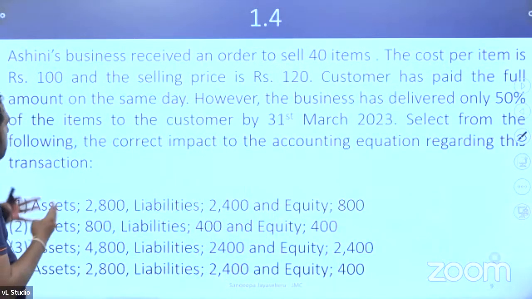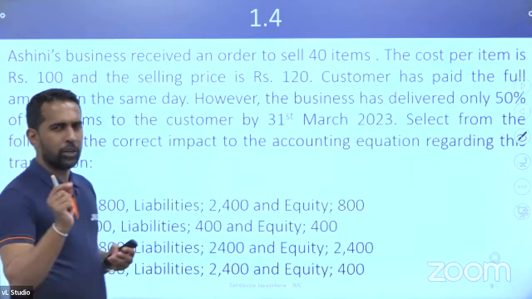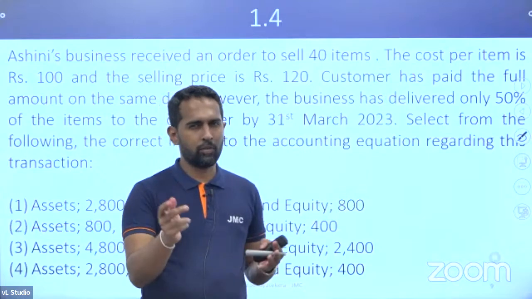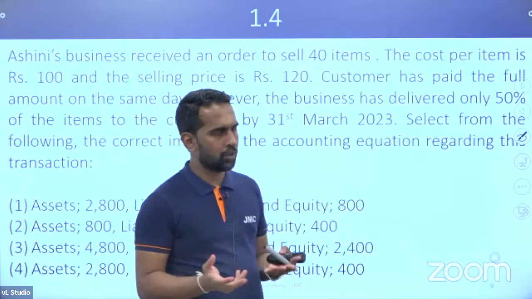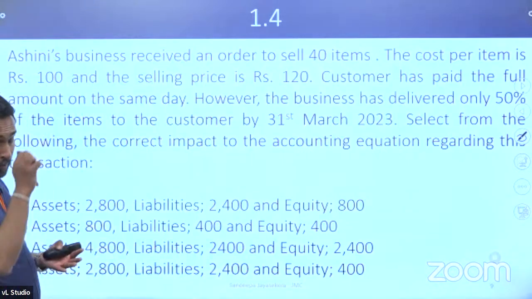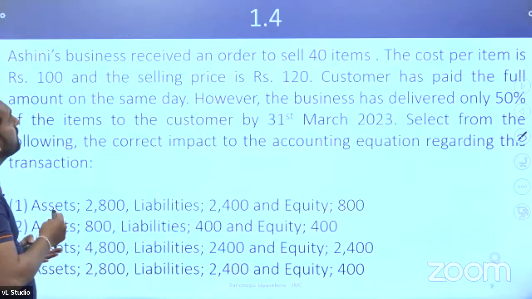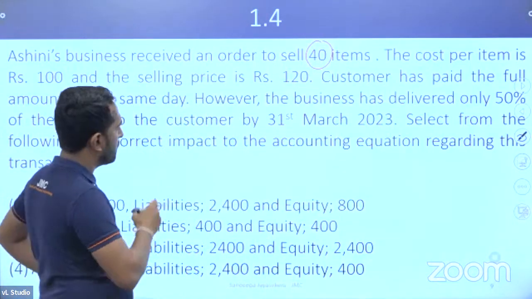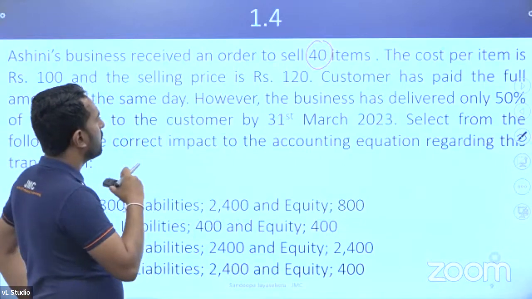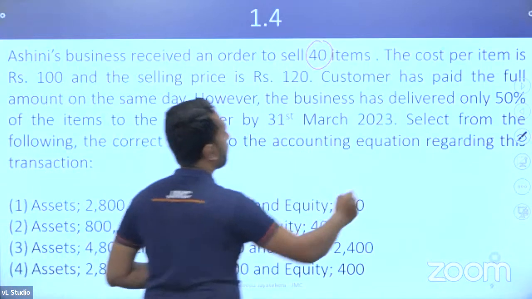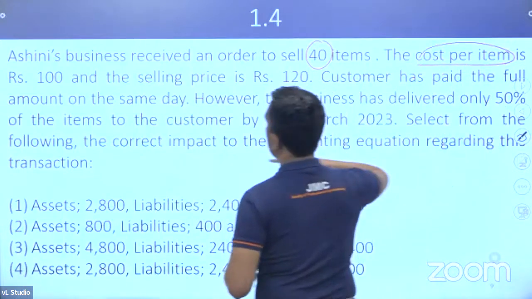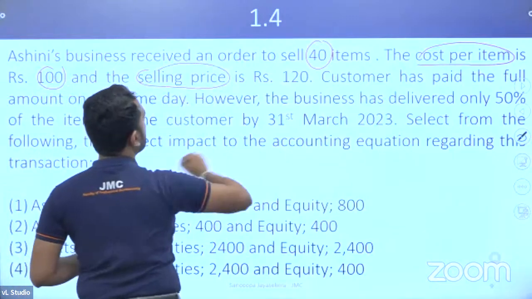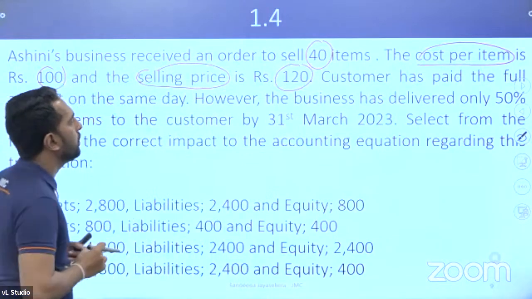1.4. This is a kind of a tricky question I prepared. Shall I give you one or 2 minutes to crack this question? Ashini's business received an order to sell 40 items. The cost per item is 100, and the selling price is 120.